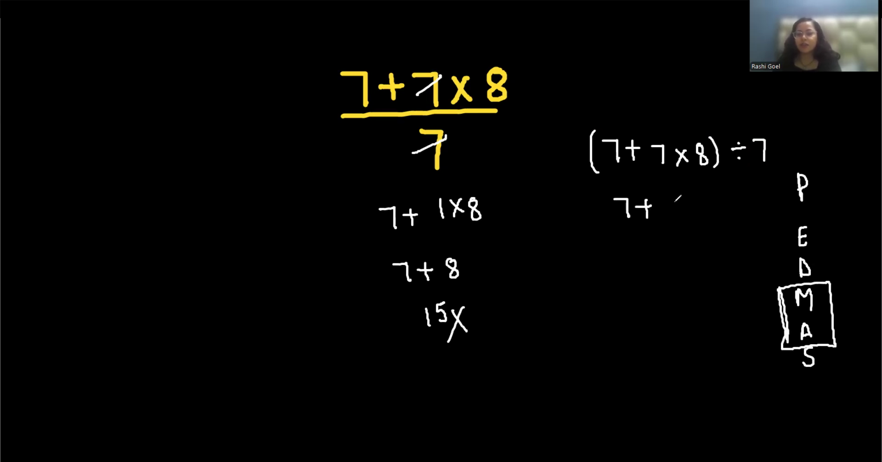So 7 plus 7 times 8 is 56, divided by 7. 7 plus 56 is 63, divided by 7. Now you can write it in fraction form: 63 by 7, which is equal to 9. So what is the correct answer? 9.